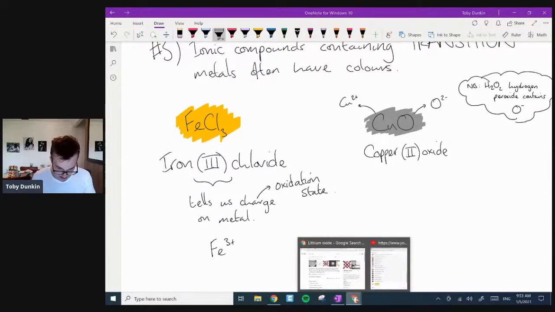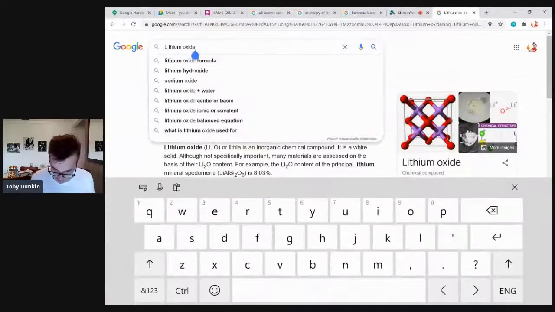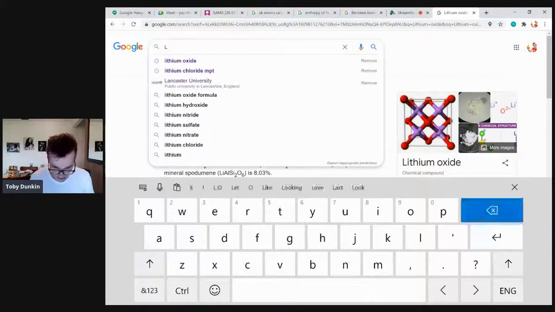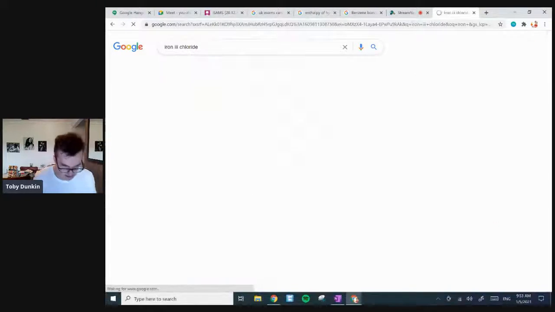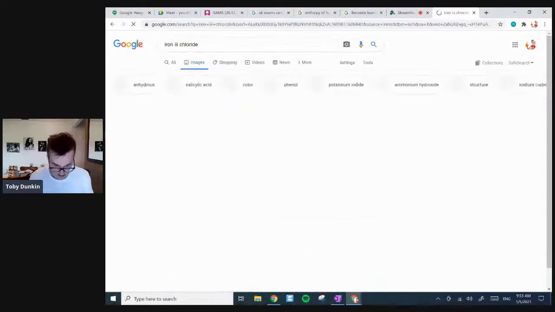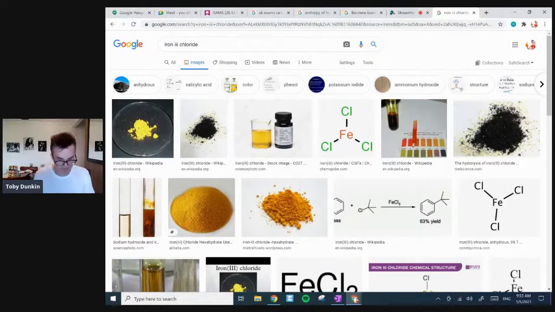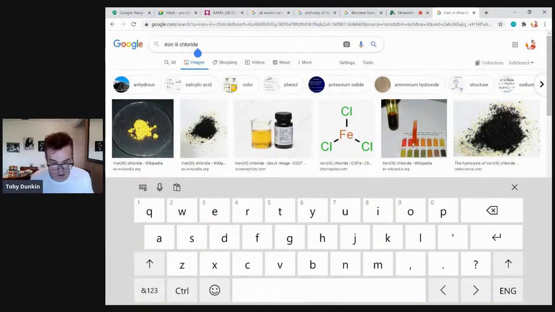Let's prove it. Iron 3 chloride. Nice. Images. There you go. It's a yellow solid. It looks darker because it's very concentrated, but it's a yellow solid. And yes, I know my colors. Guys, you just have to know them.